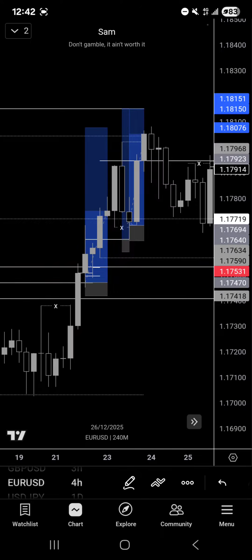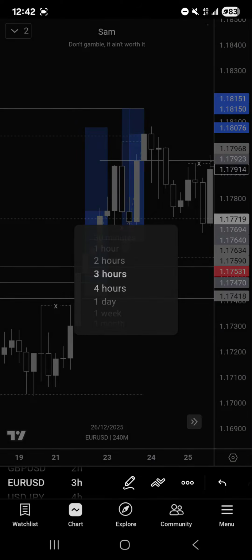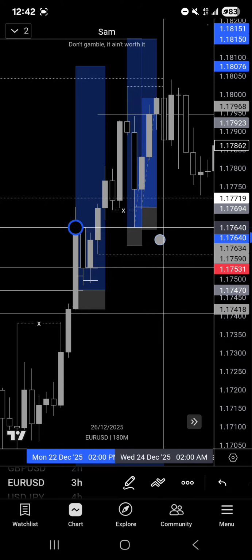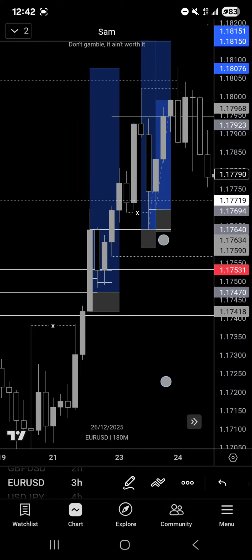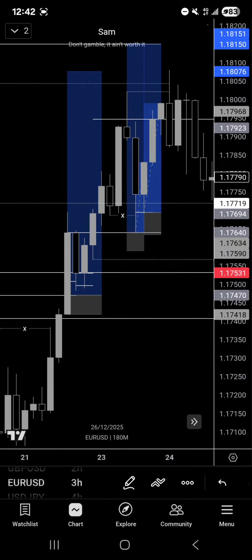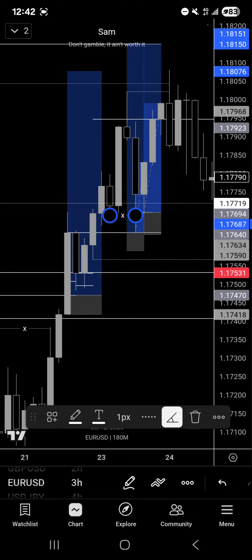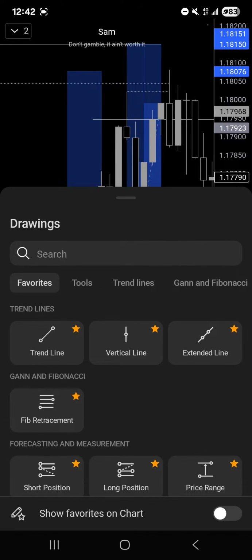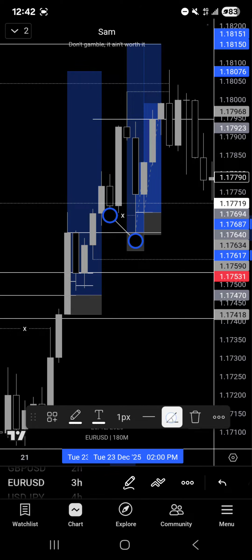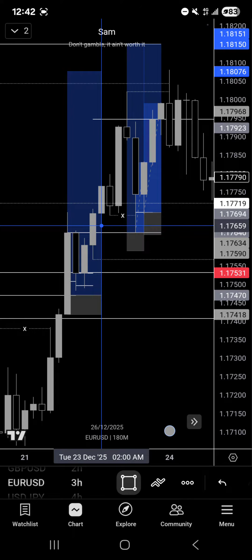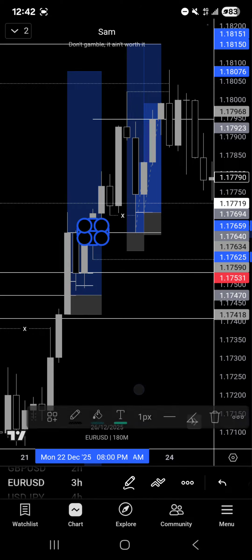Now I had a re-entry on H3. After price broke structure on H3, I found an entry here because this key level had liquidity resting just above it, and there was also an imbalance here. Let me show you the imbalance. There's also an imbalance, a little form of imbalance here, as you can see.